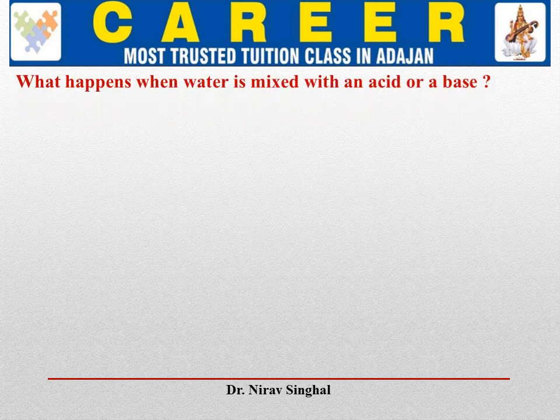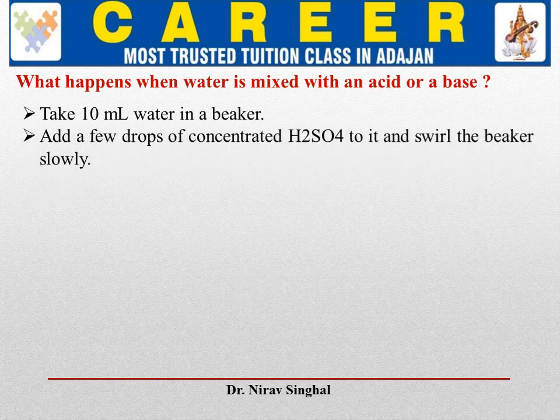What happens when water is mixed with an acid or base? क्या होगा जब वाटर मिक्स करोगे एसिड और बेस के साथ? Now take 10 ml of water in a beaker. Add a few drops of concentrated sulfuric acid to it. पहले एक बीकर में पानी ले लिया, उसके अंदर क्या डाल रहे हो? ड्रॉप वाइज एसिड इन इट एंड स्विल और स्टीर इट. स्लोली मिक्स करते जाओ. If you touch the beaker, you can observe that the beaker becomes hot.